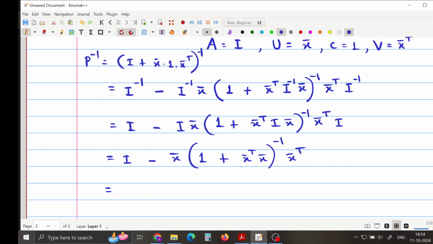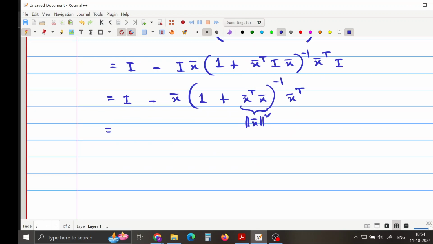So now this term here, X bar transpose X, this is basically the norm square, right? It's basically the inner product of X with itself. Since we are in the real domain, for real vectors, this is how the inner product is defined, and this is simply the norm square of X bar. So overall this quantity inside the brackets is 1 plus norm X squared, which is just a scalar quantity, right? And its inverse is simply the reciprocal of that.